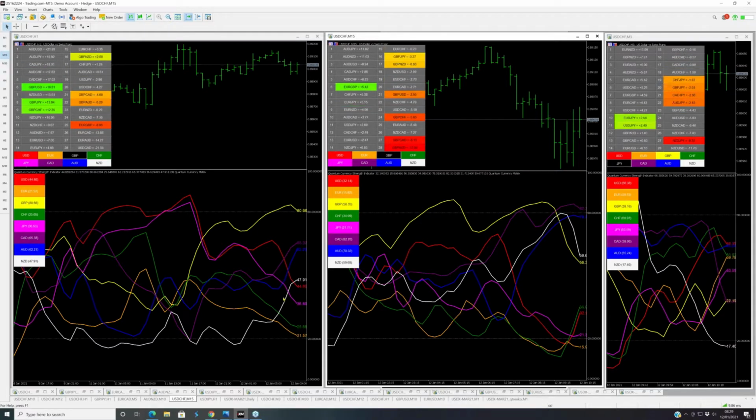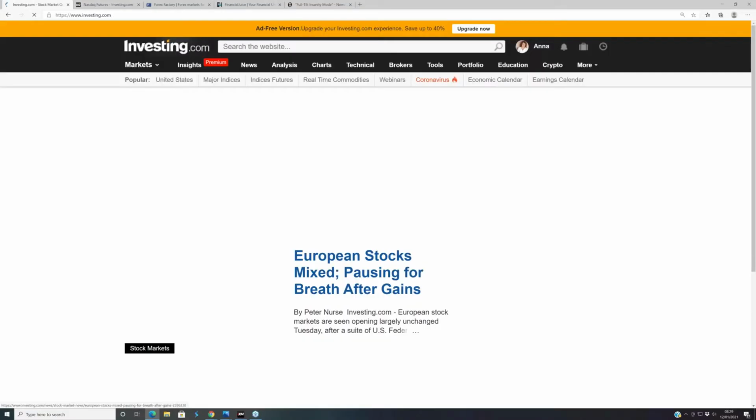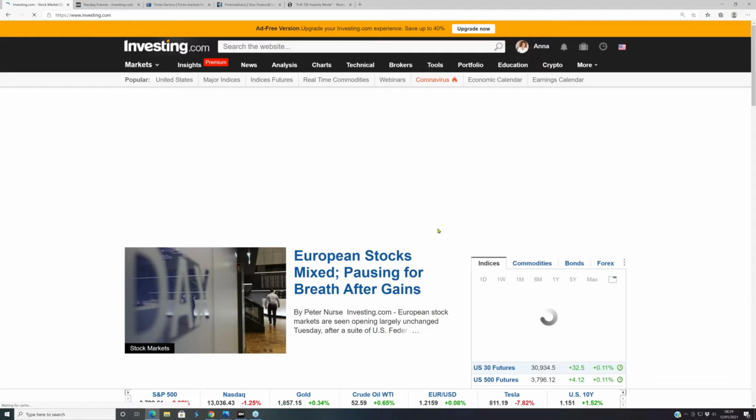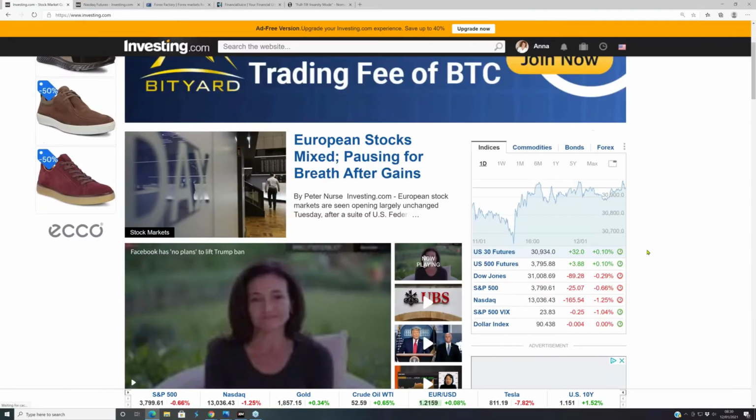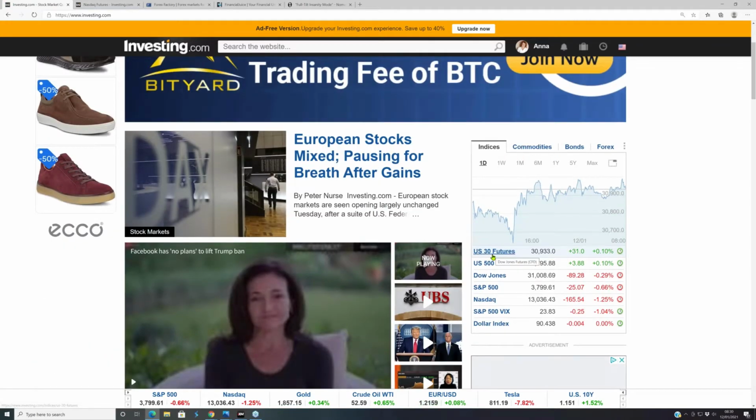You're going to be looking at the Kiwi, the CAD as well, but particularly the Japanese yen. And we can see here the Japanese yen has been selling and is continuing to sell. What does that tell us? Well, it tells us that there's a very good chance that when we move over to something like investing.com, to get a feel for what is happening in the futures market, we can see immediately that the market is certainly in a better mood than it was yesterday.